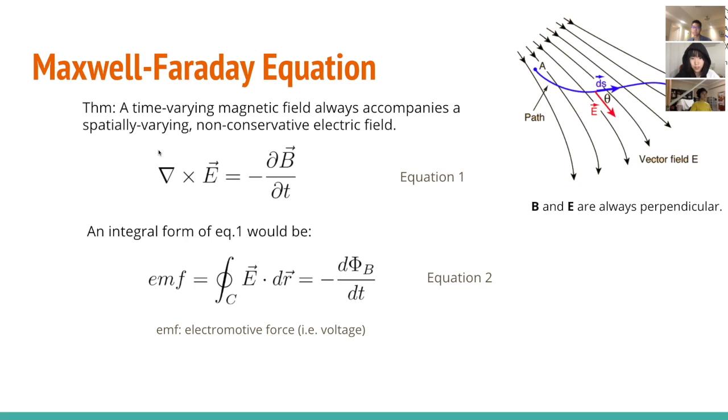So Maxwell and Faraday, two scientists, discovered a theorem that a time-varying magnetic field always accompanies a spatially varying and sometimes time-varying non-conservative electric field. So based on what we learned in class, a non-conservative electric field means that the curl of the electric field is not zero. It turned out that the curl of the electric field equals the negative of the partial derivative of the magnetic field with respect to t. And essentially, it measures how fast the magnetic field is going to change.